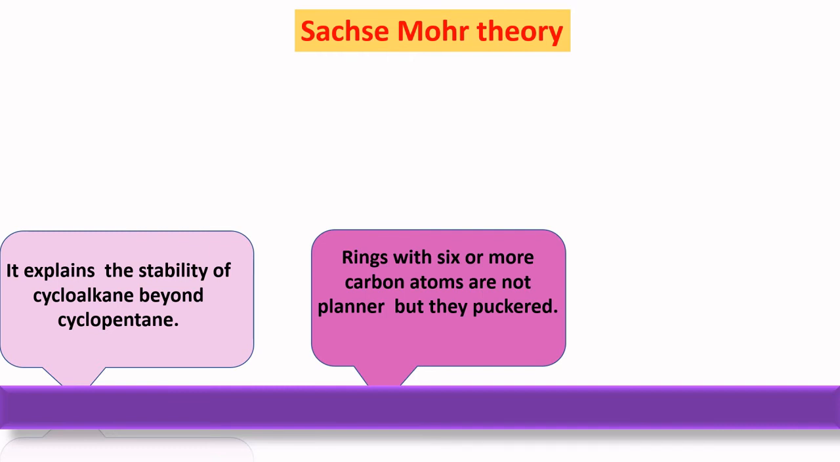Whatever structure they are expected to stay in, they will not stay in that structure. They will go to another structure. This phenomenon is known as puckering, and the structure is known as a puckered structure. The rings with 6 or more carbon atoms are not planar but puckered. So this Sachse-Mohr theory explains the stability of cycloalkanes beyond cyclopentane.